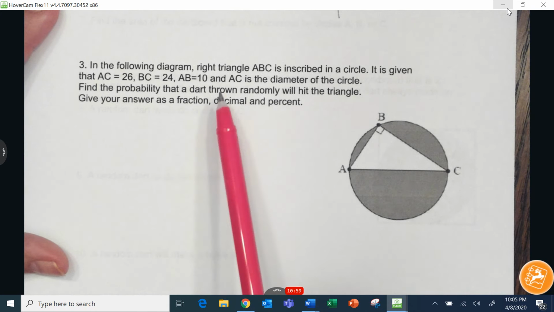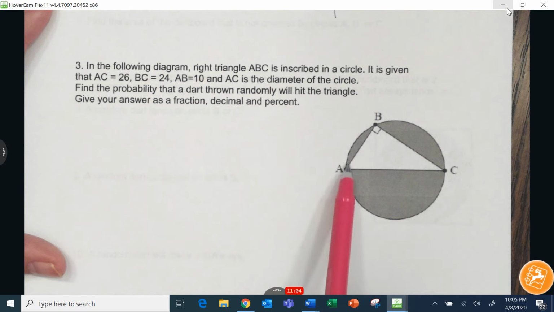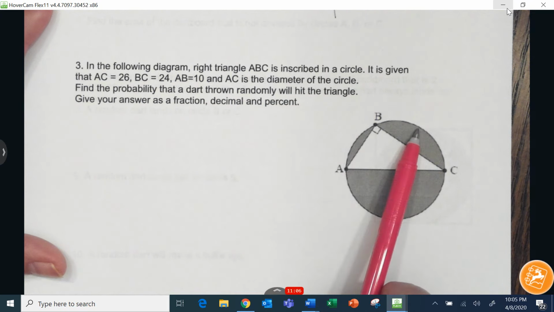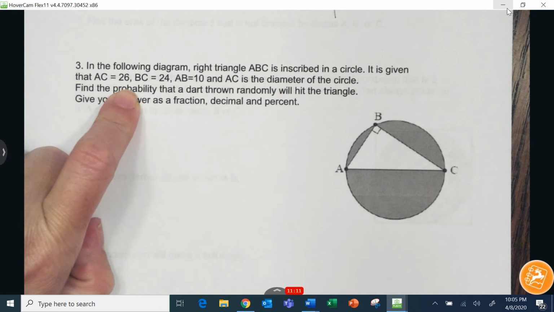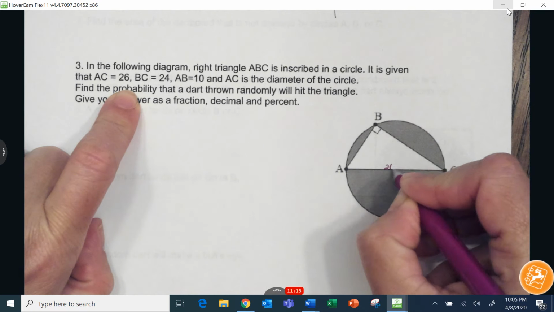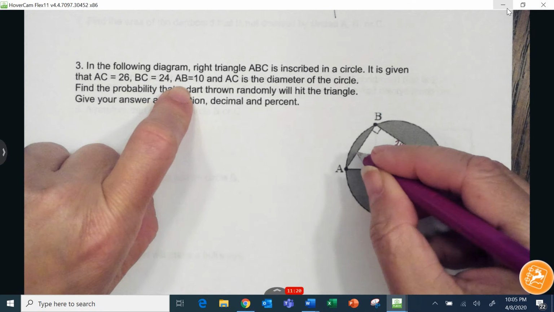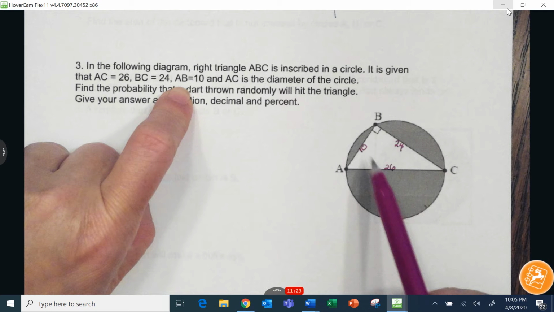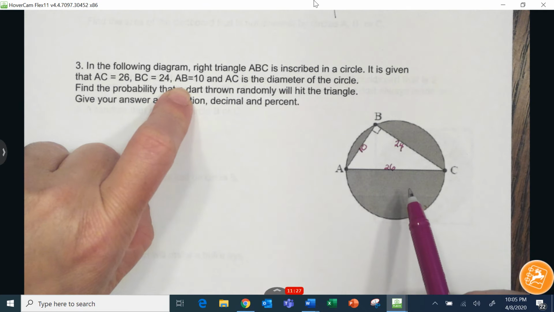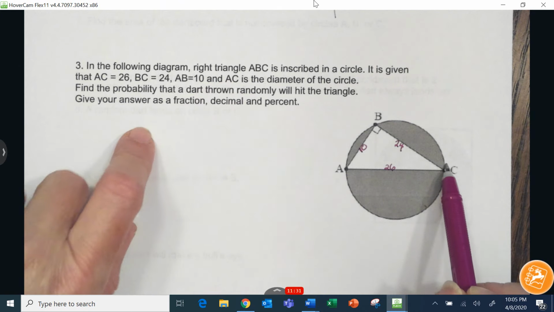In the following diagram, right triangle ABC is inscribed in a circle. That means the A, the B, and the C are all touching the circle. It is given that AC is 26. I'll go ahead and mark some of these things as I'm reading it. AC is 26, BC is 24, and AB is 10. That must be a triple. That's a 5, 12, 13 triple. It also says that AC is the diameter of the circle.